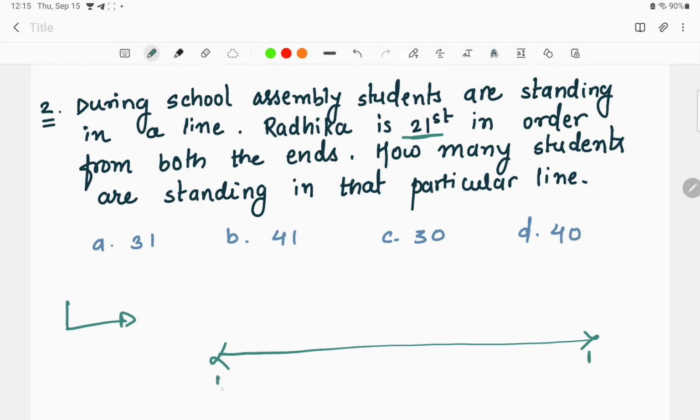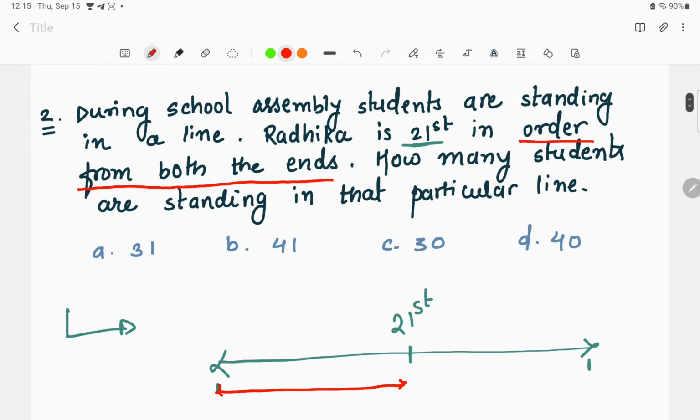If we consider both the ends, from both the ends she is at the 21st position, right? 21st from this side, 21st from this side. Look at this particular sentence: from both the ends, she is at the 21st position. So basically here will be 20 students, and again here will be also 20 students, 20 students from both the ends, right? So the question asked to us is how many students are standing in this particular line.